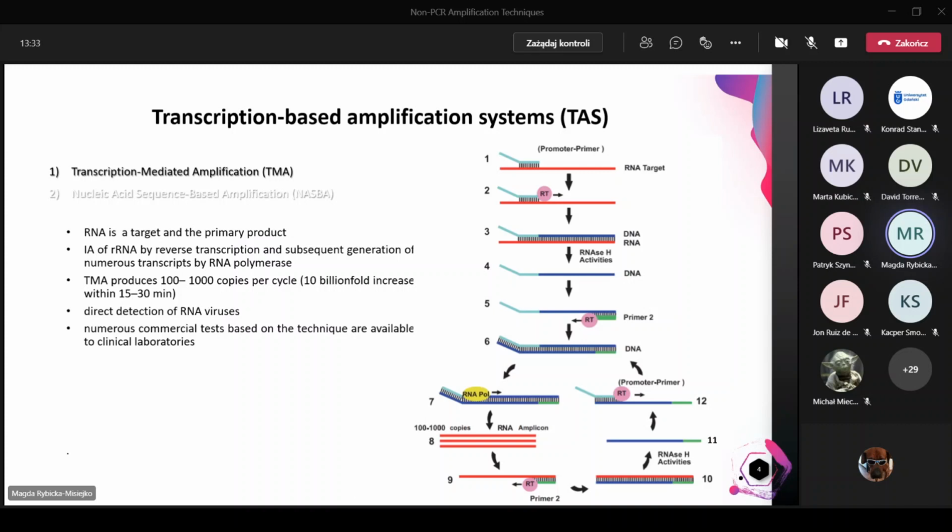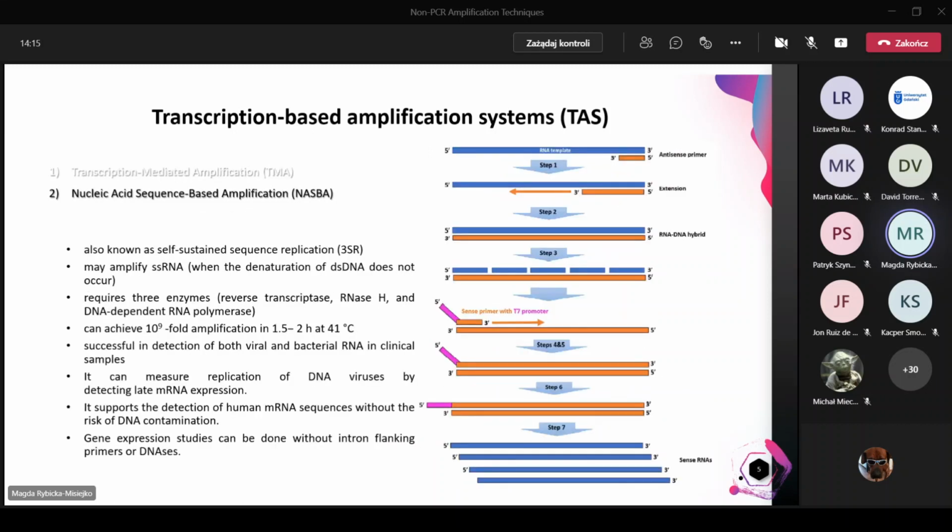This method, transcription-mediated amplification, is popular in clinical diagnostics, with many commercial tests based on the technique available to clinical laboratories. Targeted RNA allows for the direct detection of RNA viruses, so HCV, HIV. This technique has also been investigated by labs and research groups that are concerned with food and water safety.